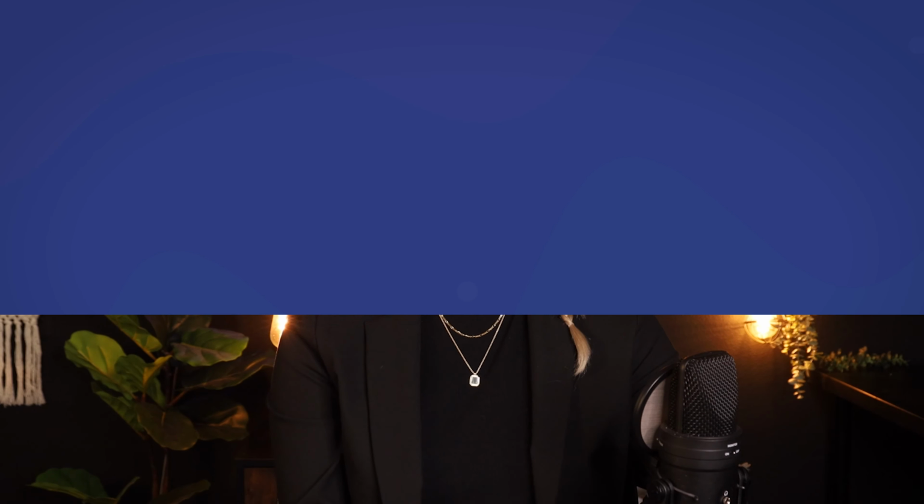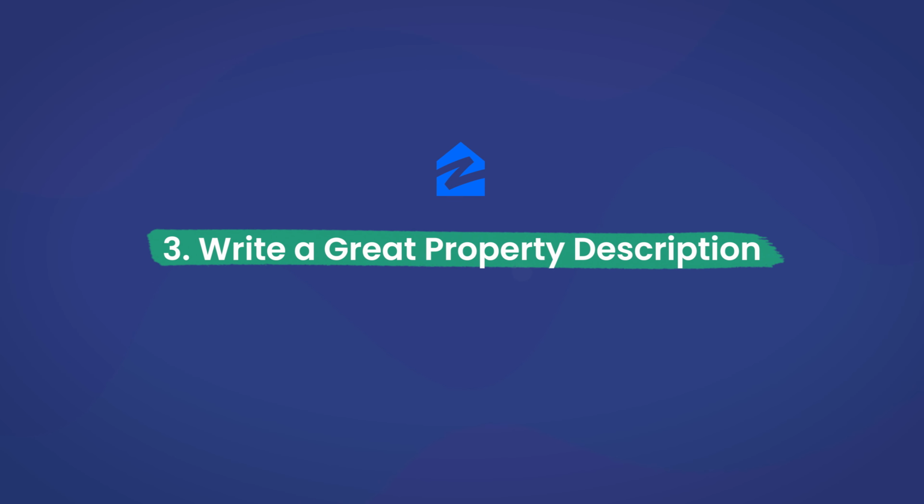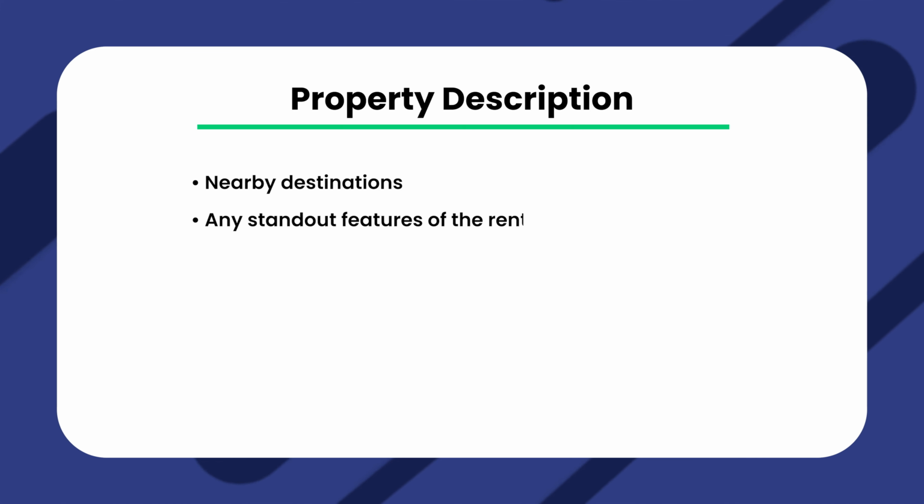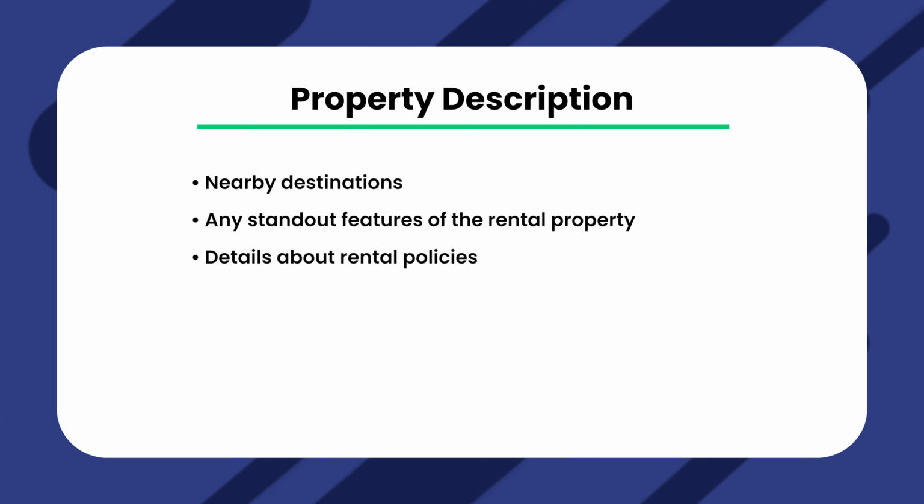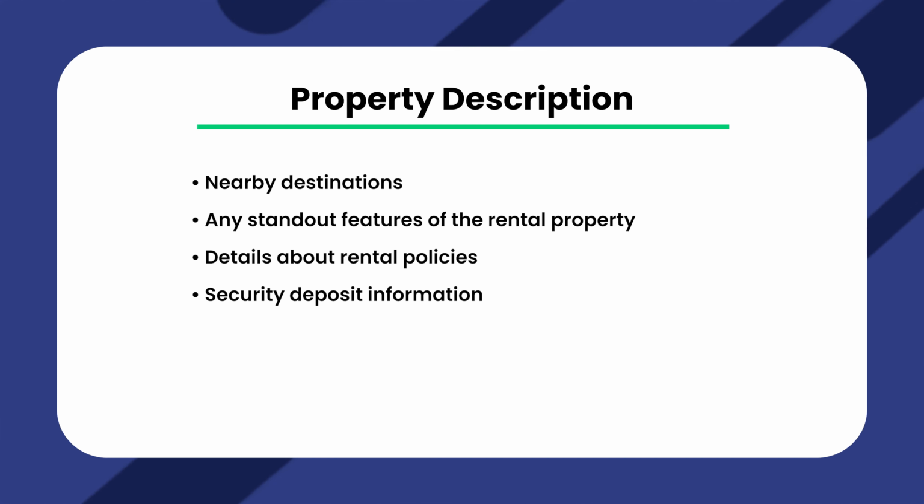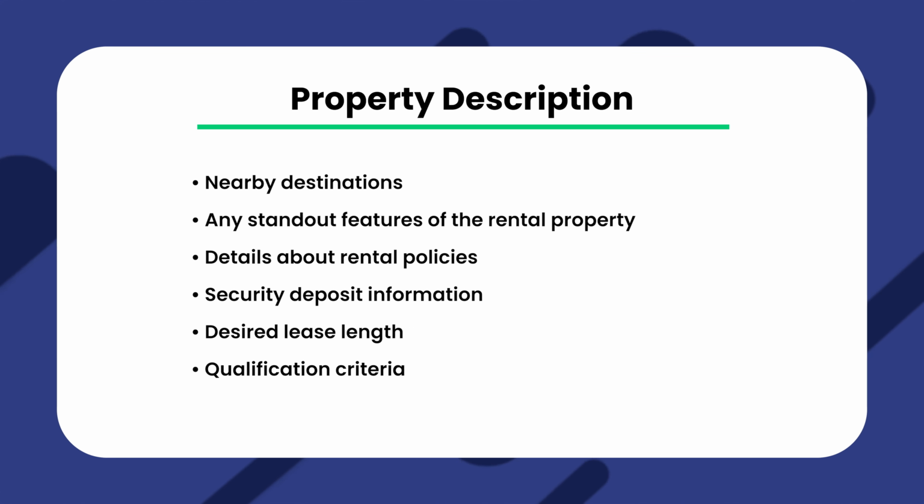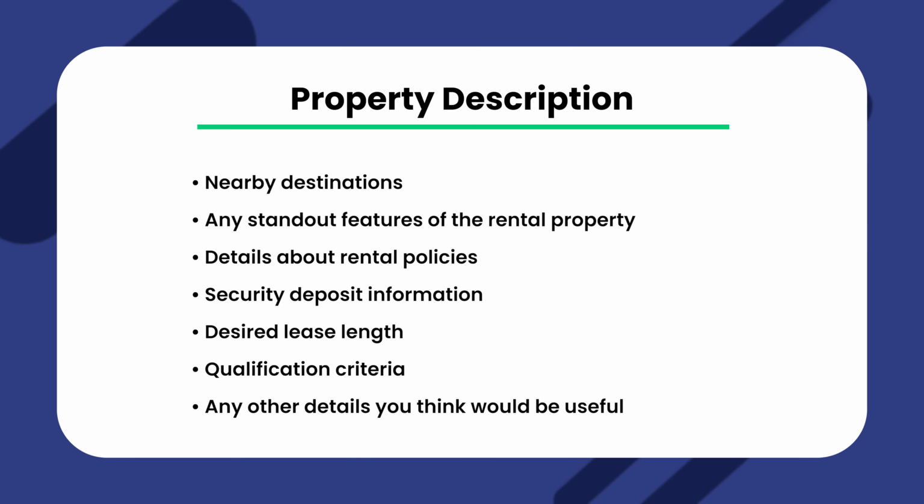You will have the opportunity to provide more details in this next step, which is writing the property description. We covered the details of what should be included earlier in this video. For example, your property description should have information about nearby destinations, any standout features of the rental property, details about rental policies, security deposit information, desired lease length, qualification criteria, and any other details you think would be useful.